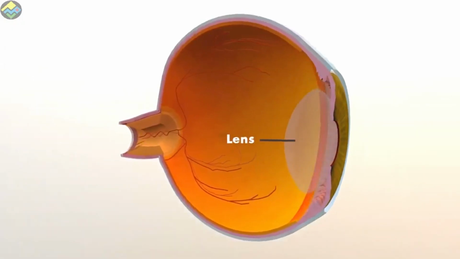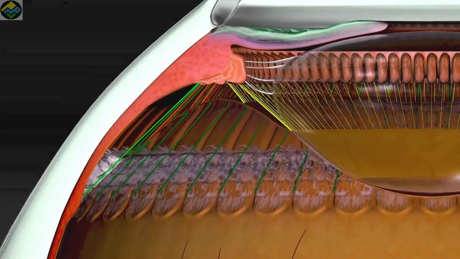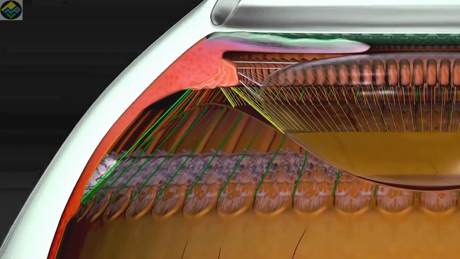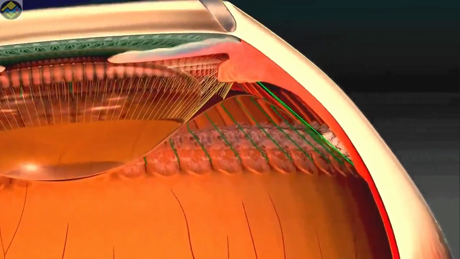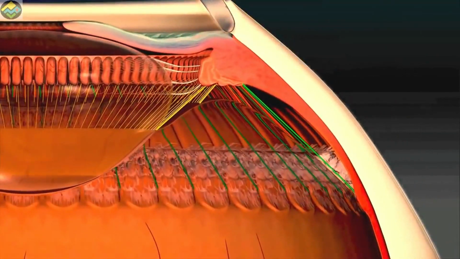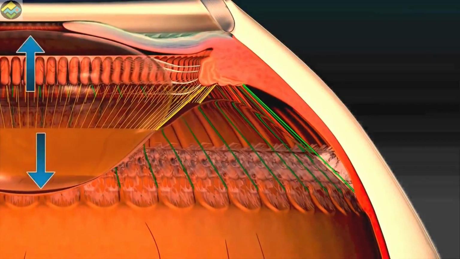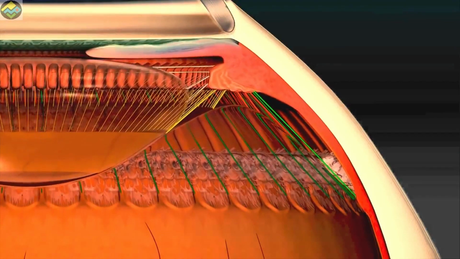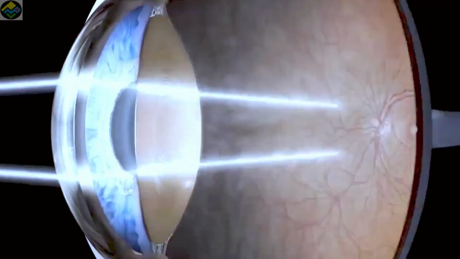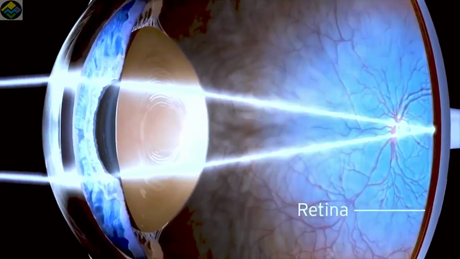Posterior to the iris, the lens is present. By changing its shape, the lens focuses light rays onto the retina. Through the action of ciliary muscles, the lens changes its shape. To focus near objects, the lens becomes thicker, and to focus far objects, the lens becomes thinner. After passing through the lens, light rays focus onto the retina.